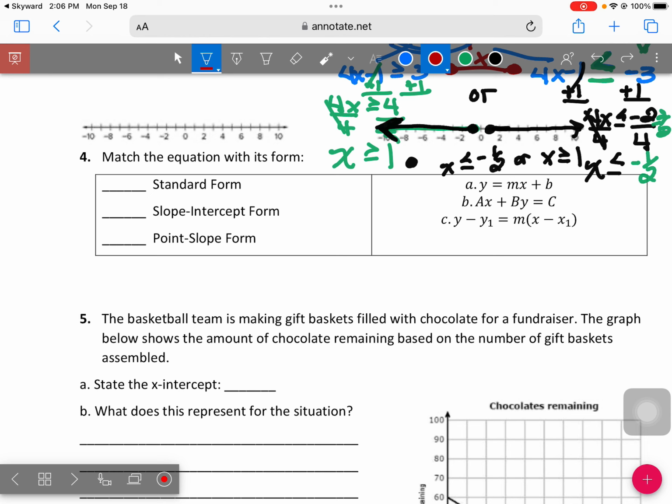Okay? So when I ask for a point slope form, which one is point slope form? A, B, or C? C, yes. How about standard form? B. Remember, standard is knowing your ABCs, and that means A is slope intercept form. I think I had BCA. Yeah, you have BCA.